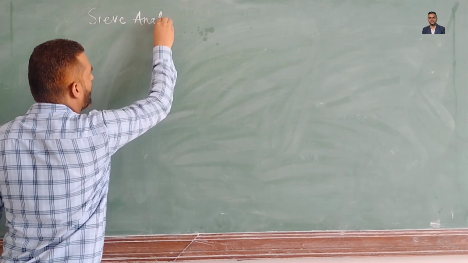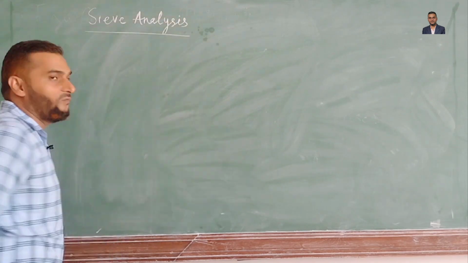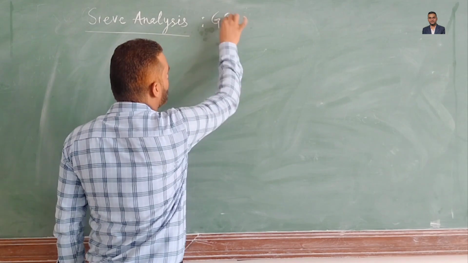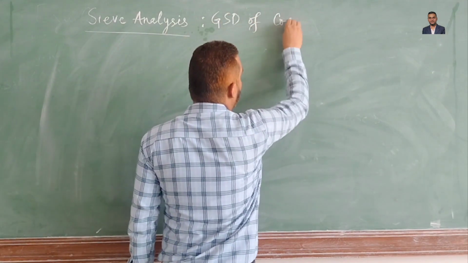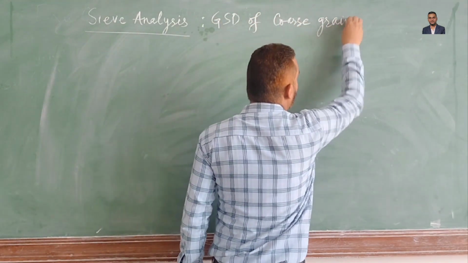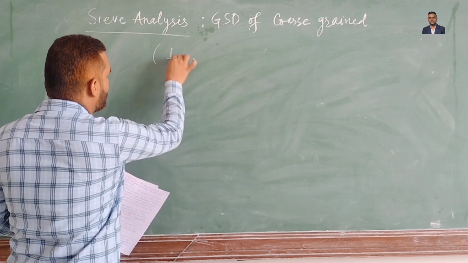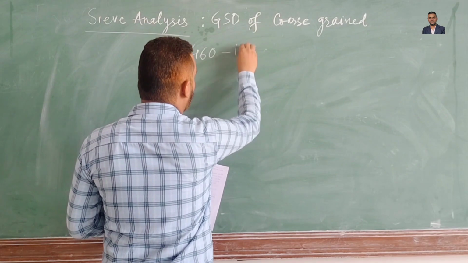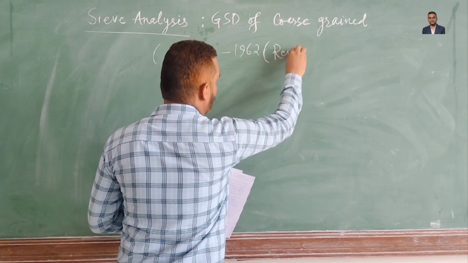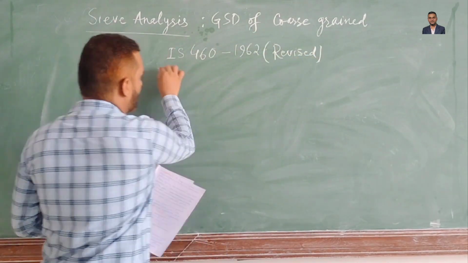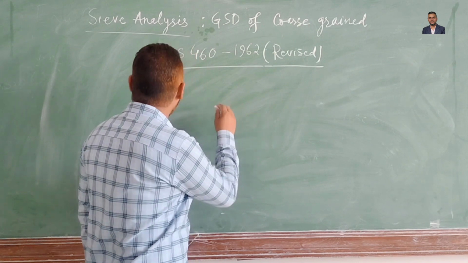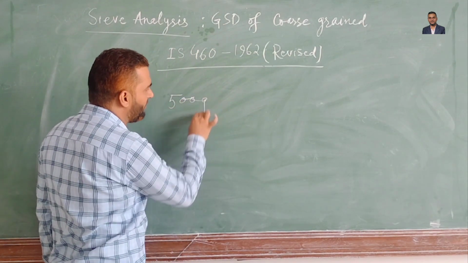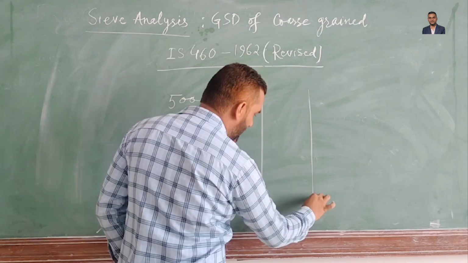Let us discuss sieve analysis. As we know, sieve analysis is done for the grain size distribution of coarse grained soil. Sieve analysis is done according to the Indian Standard Code IS 460-1962 revised. For this test, we will take approximately 500 gram of soil.